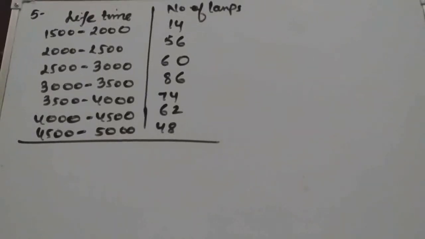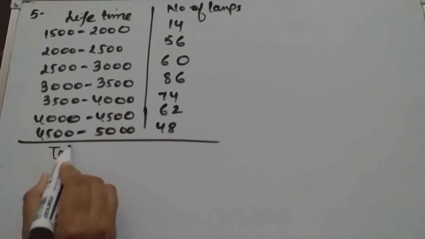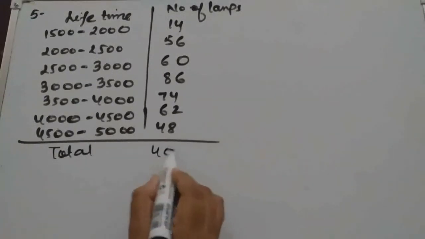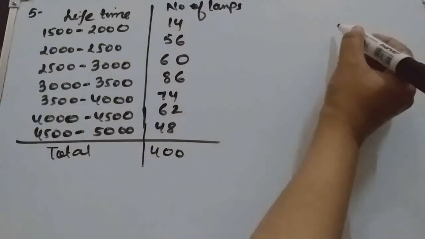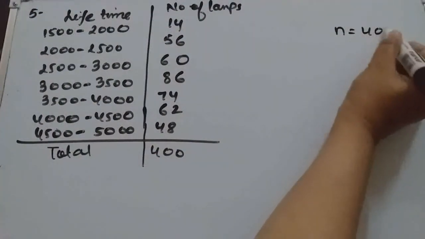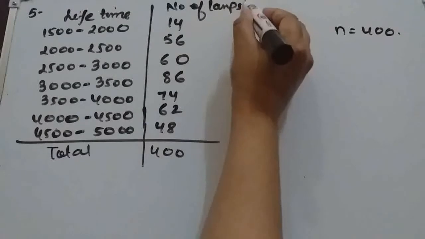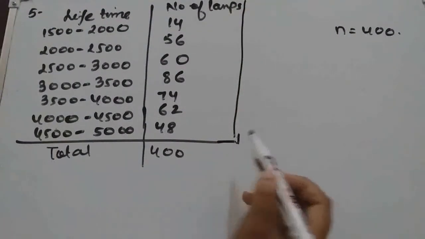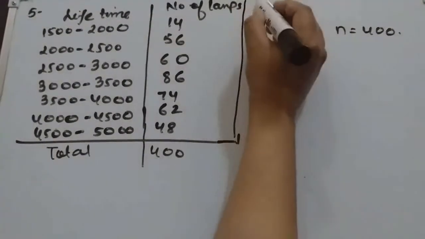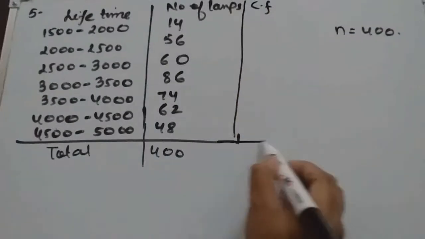The table gives the distribution of the lifetime of 400 neon lamps. That means total N is given as 400. This addition is given as 400, that is the N value. Okay, now we should find the median lifetime of a lamp. So for that we should add one CF column here.